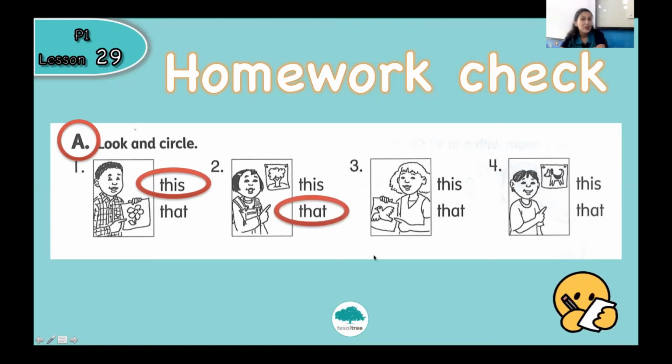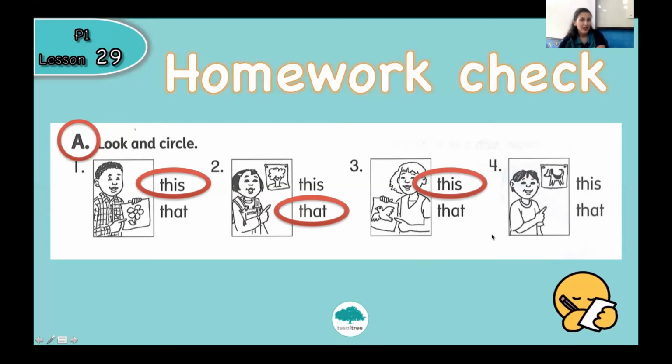Here we should circle the answer that. Why? Because we can see a girl and she points at a tree and they are very far away from each other. Okay, continue P1. If we look at picture number 3, we can see a girl and she points at a bird and they are very close to each other. That's why the correct answer will be this.